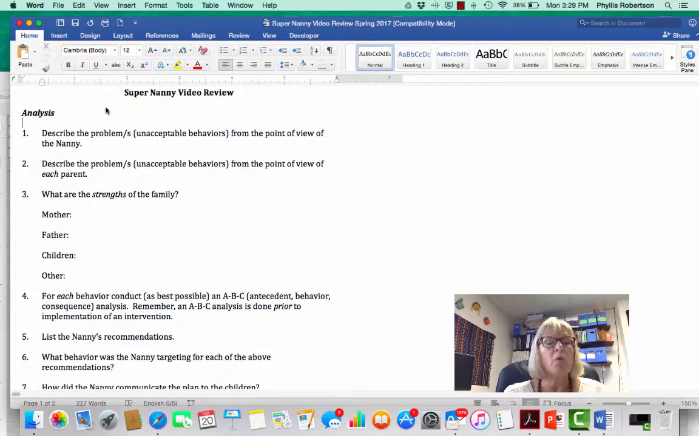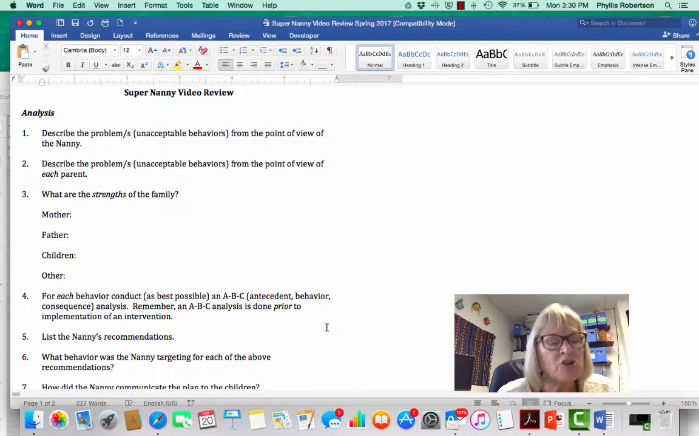For item number 4, what you're going to do is conduct, as best you possibly can, an ABC analysis. Now remember, we talked in class about an antecedent, a behavior, and a consequence, and that's something you've also read about in your text. So an antecedent is what occurs directly before the target behavior that we're focusing on. So what seems to be the catalyst for that behavior occurring? And then what is the consequence of that behavior?